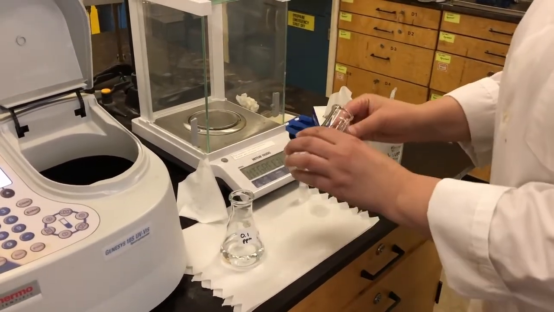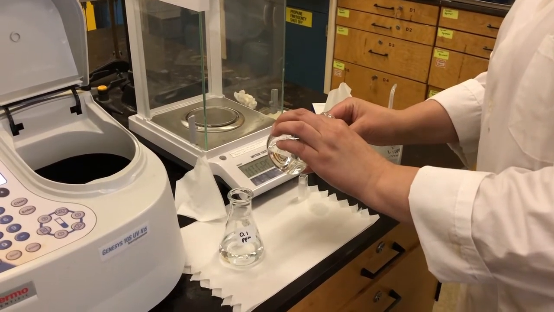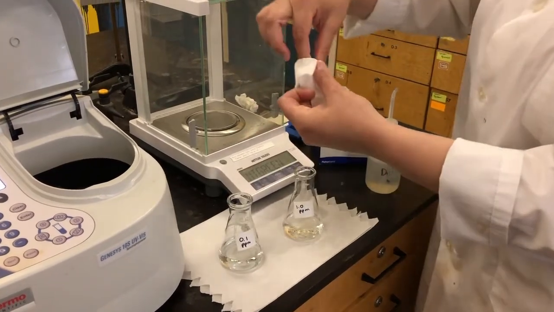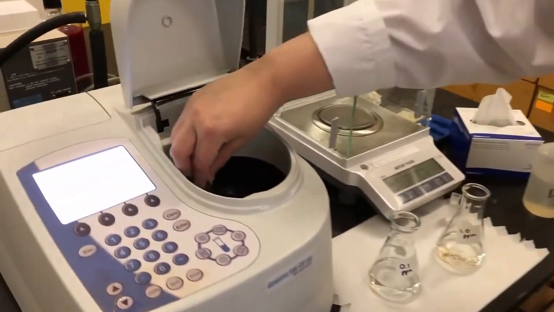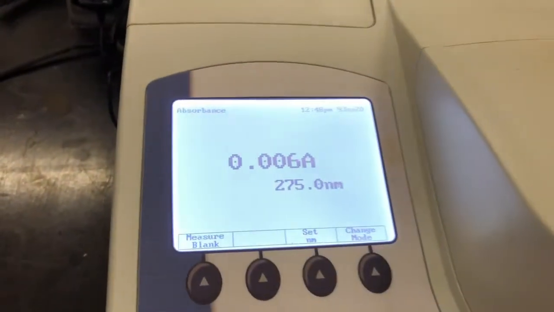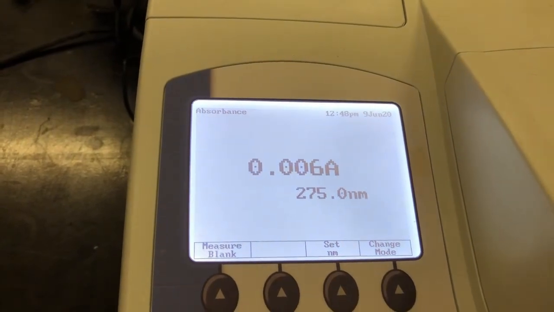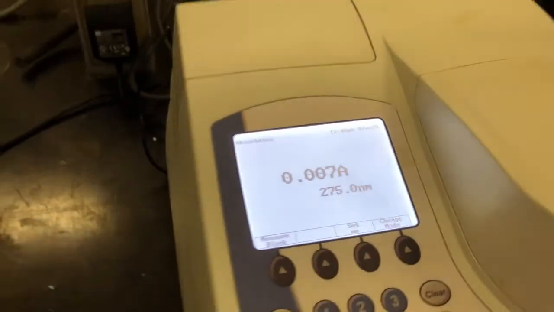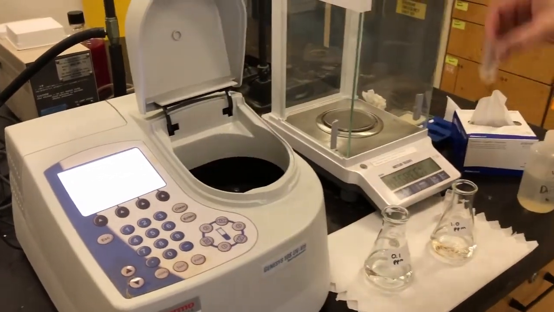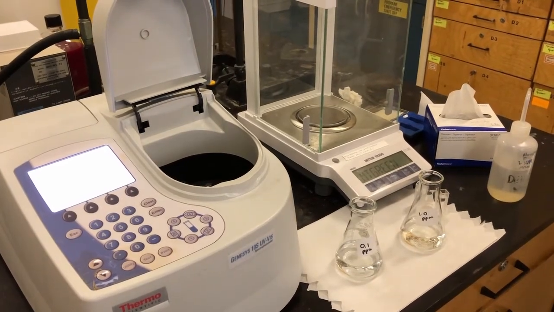So measure this one at 275 as well. And again, low concentration, right? And low absorbance. Okay, so that's 275. So now we're going to change the wavelength on our machine, and we'll measure them at 220 nanometers.